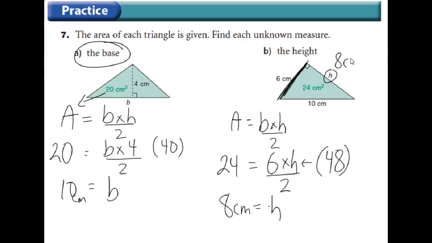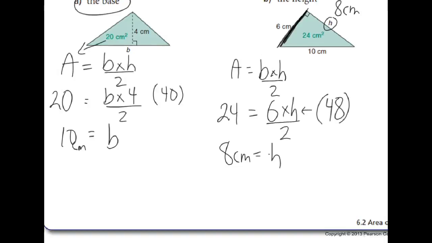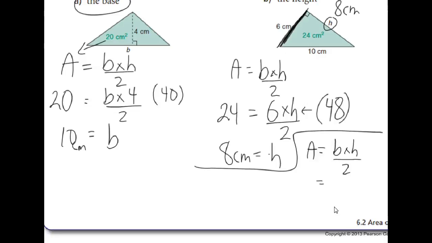And what's great about these questions is you can actually check your answers. Right? You can simply go back and say, well, let's see if my answer is correct. I can write this out. Area equals base times height divided by 2. The base was 6 centimeters. I said the height was 8, so 6 times 8 divided by 2, that's 48 divided by 2, which is 24 centimeters squared. And now I've checked my answer and found out that it's correct.